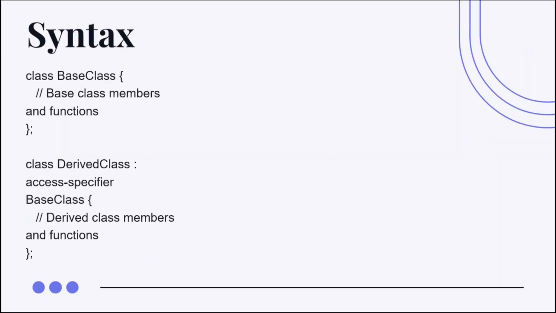In C++, inheritance is declared using the class keyword, followed by a colon and the access specifier, and then the name of the base class. The access specifier can be one of three options: public, protected, or private. By default, if no access specifier is provided, it is considered private.